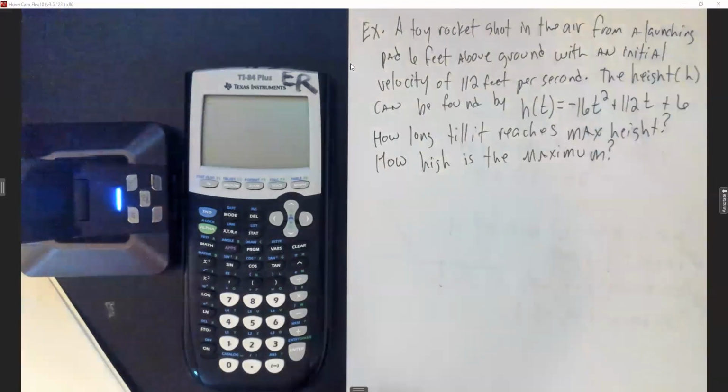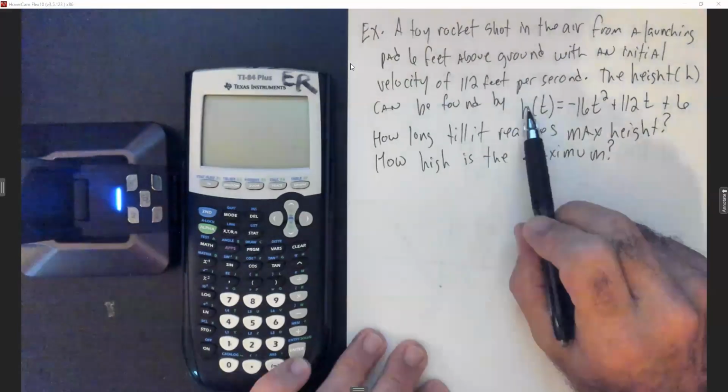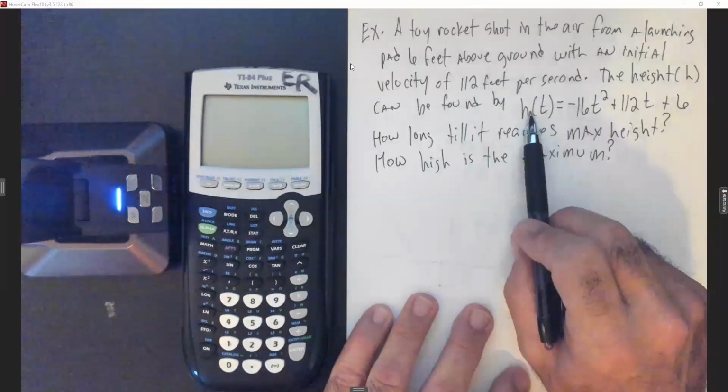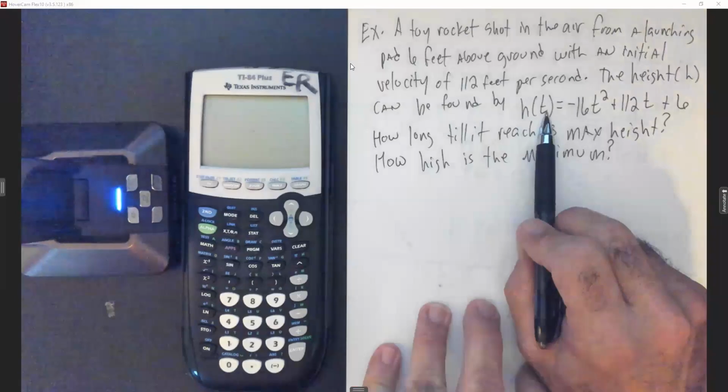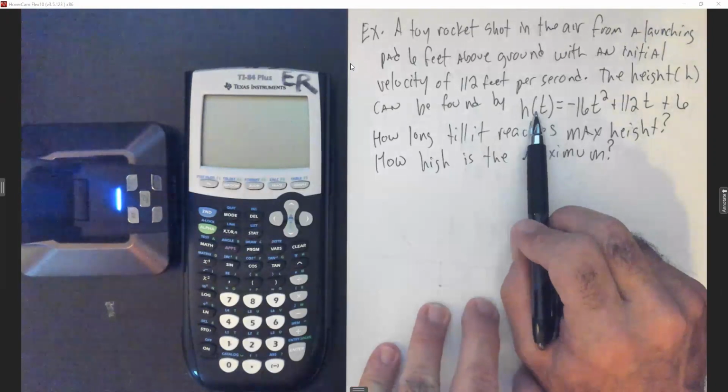So I've got to find how long it takes my rocket to hit that maximum height, and then tell them the maximum height. They gave me the height h, which is what the formula is for, and the height depends on the time. How long it's been in the air will tell me how high it gets, okay? So let me explain the formula here.